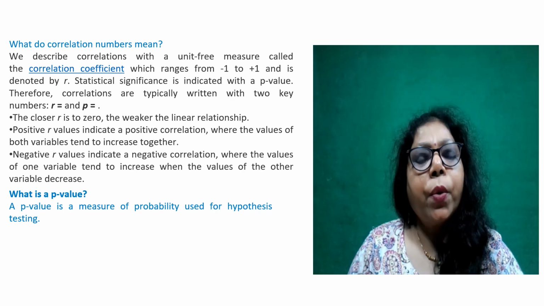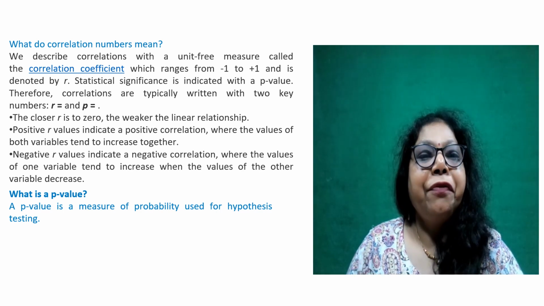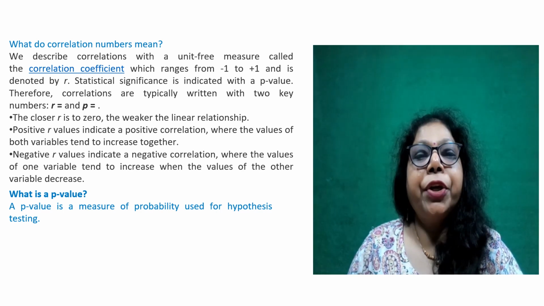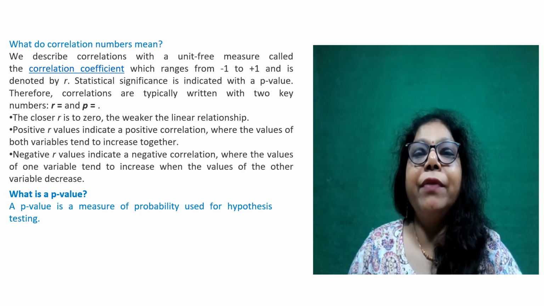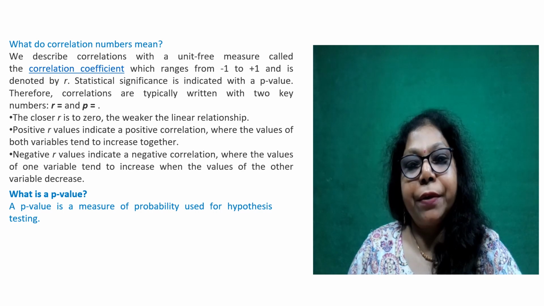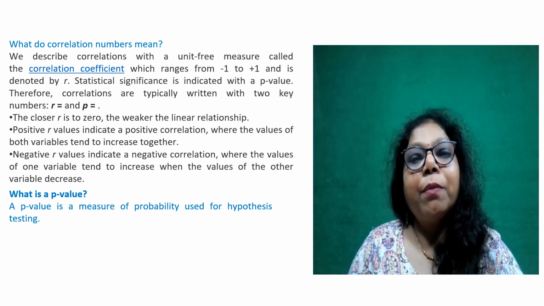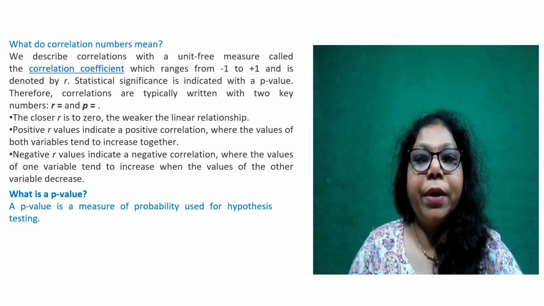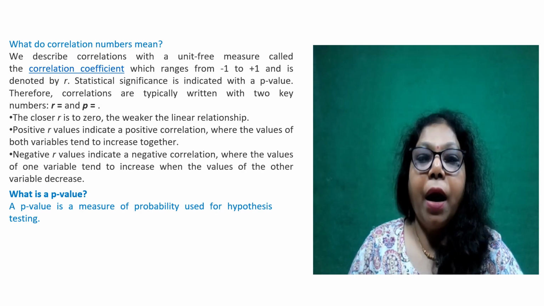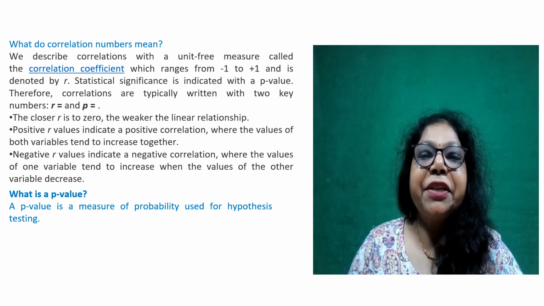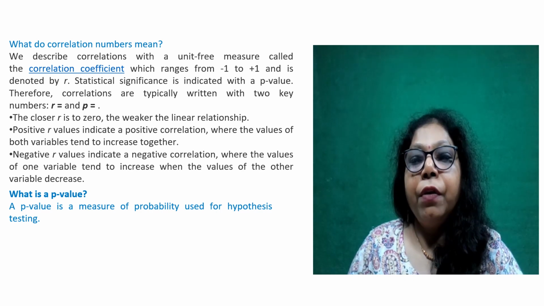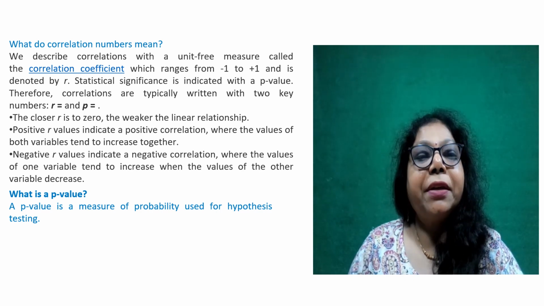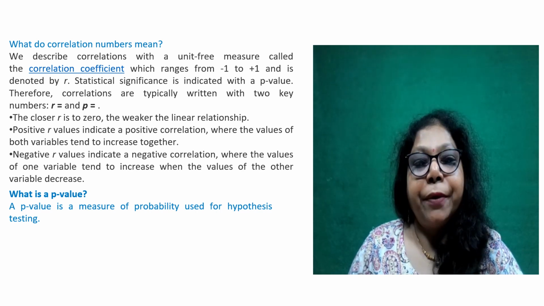So what do the correlation numbers mean? We describe correlations with a unit-free measure called the coefficient of correlation, or correlation coefficient. This ranges from -1 to +1 and is denoted by R. The statistical significance is indicated with the p-value. Therefore, correlations are typically written with two key numbers, R and p.